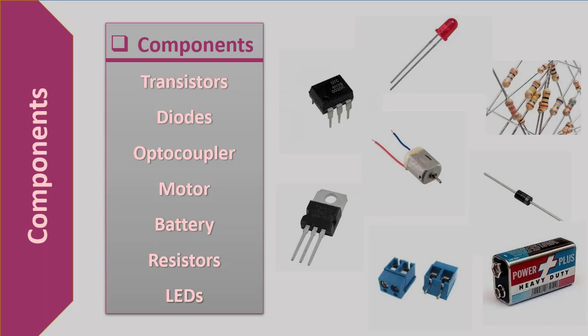These are the components that we use in our circuit: transistor for switching purpose, diode as a flyback diode, optocouplers for the unidirectional flow of current, motor as a load, battery, resistor, and LEDs.